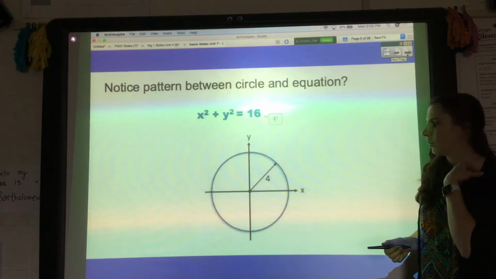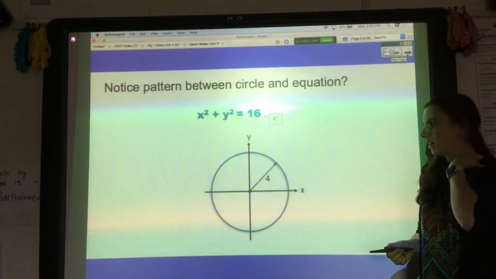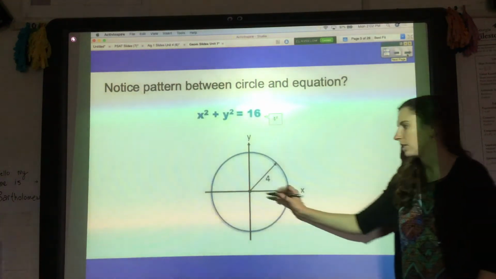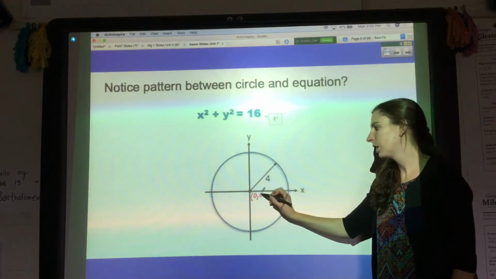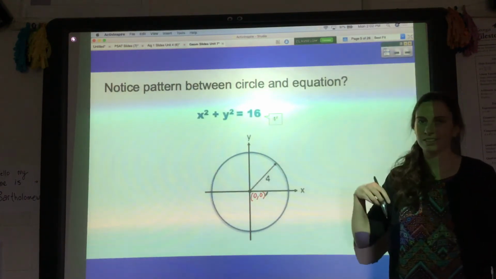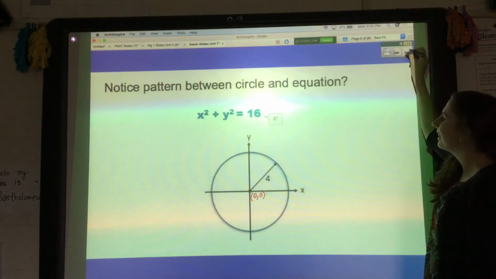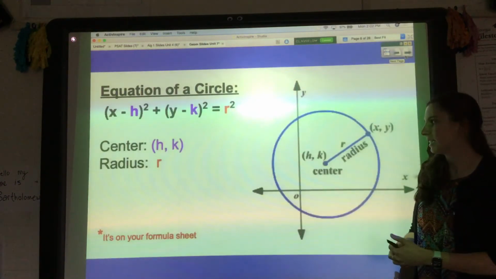Or let's see if you notice anything here as well. This circle's center is 0, 0, and it has a radius of 4. Okay, so what you may have noticed is this.